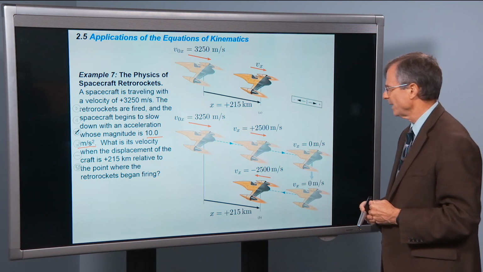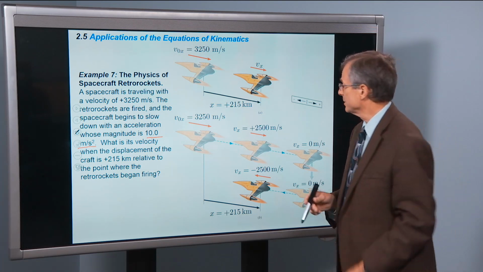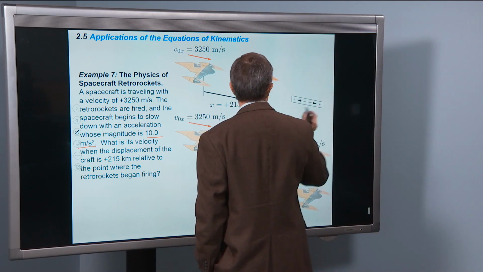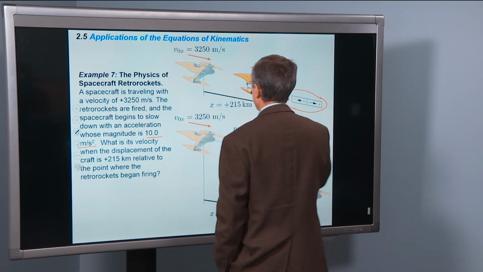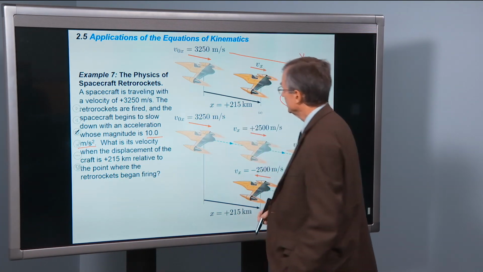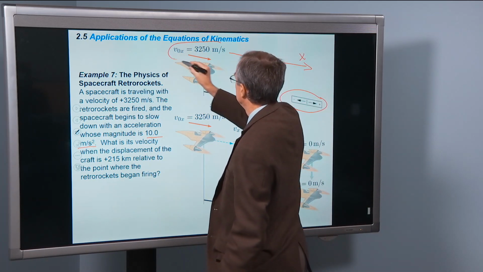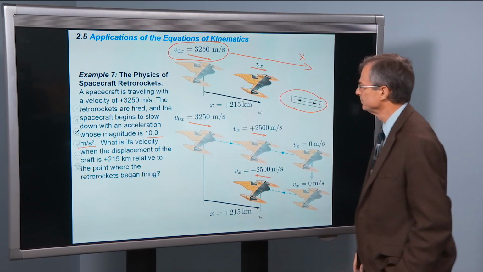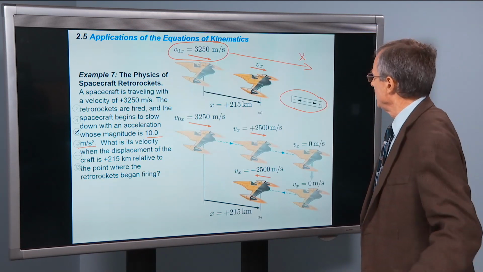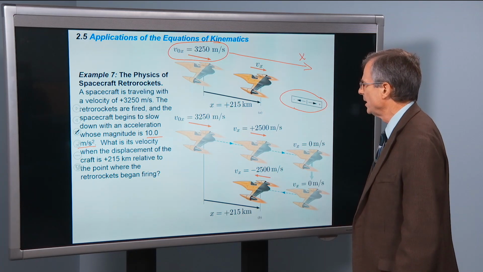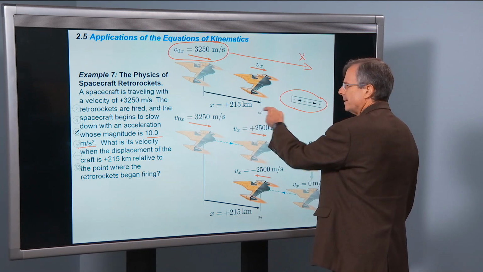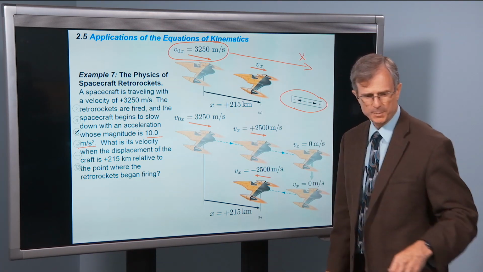What's its velocity when the displacement of the craft is 250 kilometers relative to the point where the retro rockets began firing? All right, it's a free country. We can choose the direction of the x-axis. Let's take x positive in the direction of motion, this initial motion. And we're asking about the velocity when the displacement is 215 kilometers relative to the point where the retro rockets began firing.